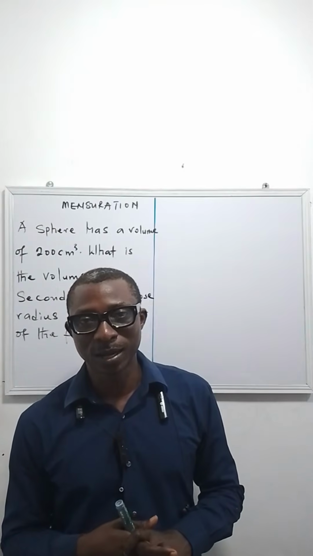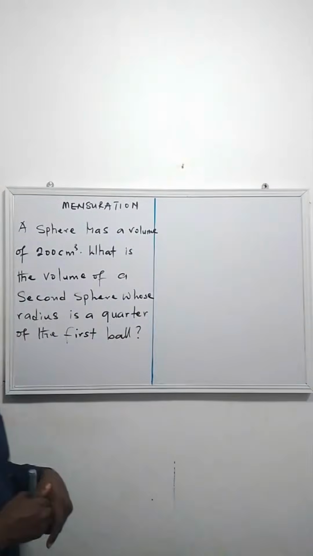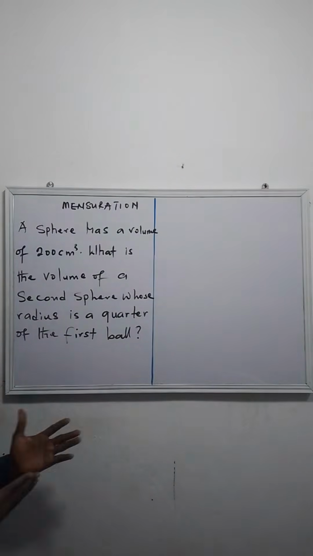All right, so we're going to start with this first question here. Let's look at the question together. A sphere has a volume of 200 centimeter cube. What is the volume of a second sphere whose radius is a quarter of the first ball? I hope you understand that.